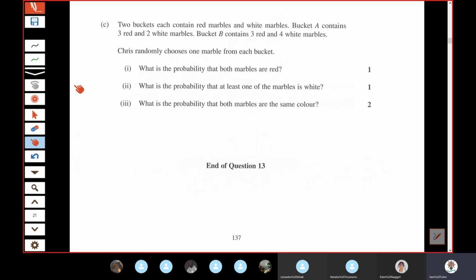2 buckets, each contain red and white. Bucket A contains 3 red and 2 white. Bucket B contains 3 red and 4 white. Chris randomly chooses 1 marble from each bucket. What is the probability that both marbles are red? Pretty easy. What is the probability that at least one of the marbles is white? Easy. What is the probability that both marbles are the same color? Seems easy to me. If you just run through your cases, it should not be hard.